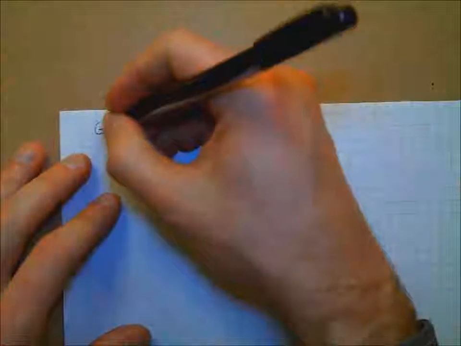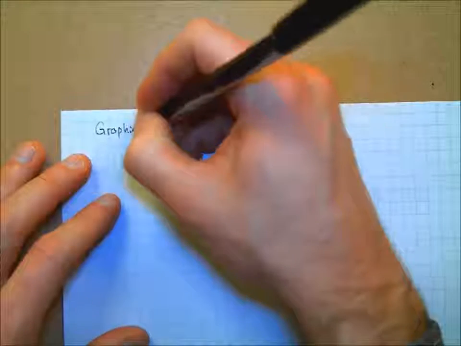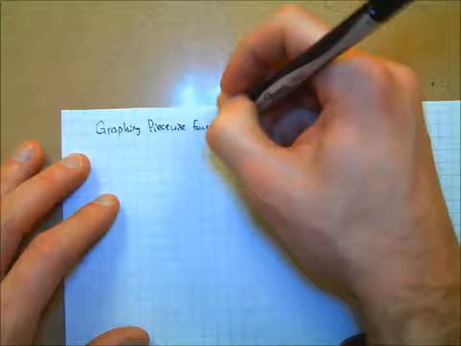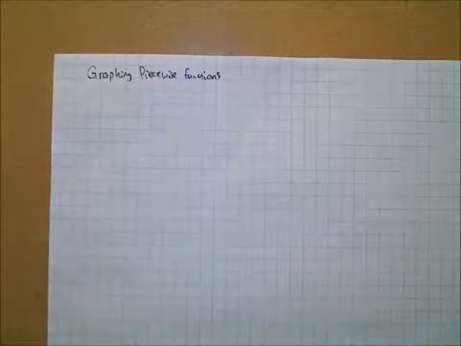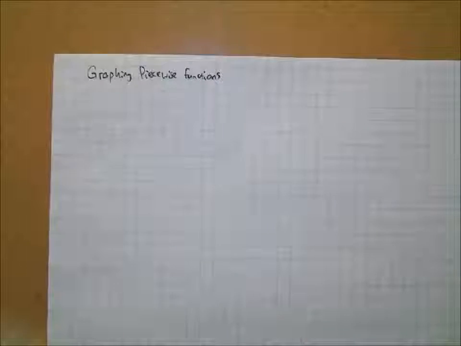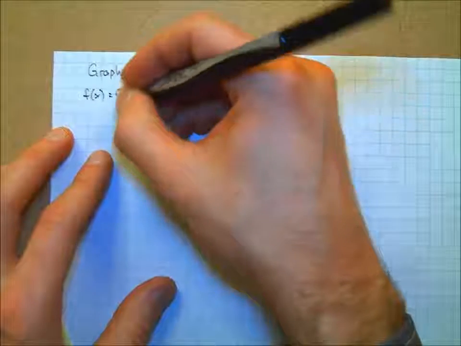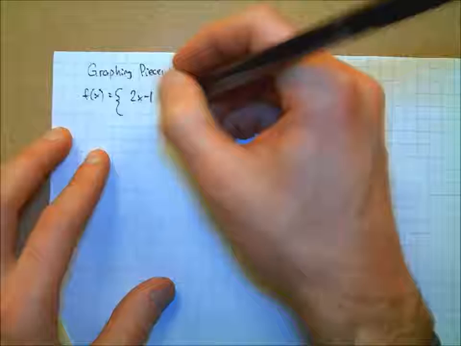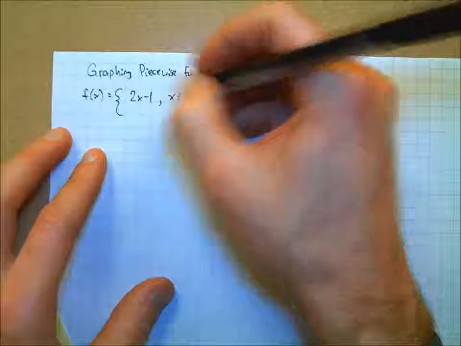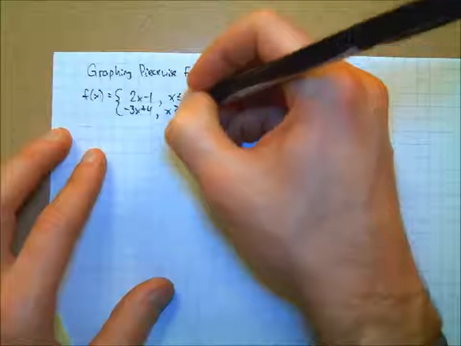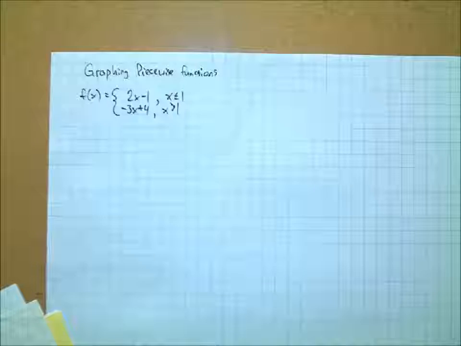Here we go. All right, so let's talk about graphing piecewise functions. Just get some practice with that too, because you want to be comfortable with that as well. It's helpful to graph piecewise functions because it gives you an opportunity to visually see what's going on with your piecewise function. So let's define a piecewise function here, and we'll say f of x is equal to 2x minus 1 for x values less than or equal to 1, and it'll be equal to negative 3x plus 4 for x values greater than 1.